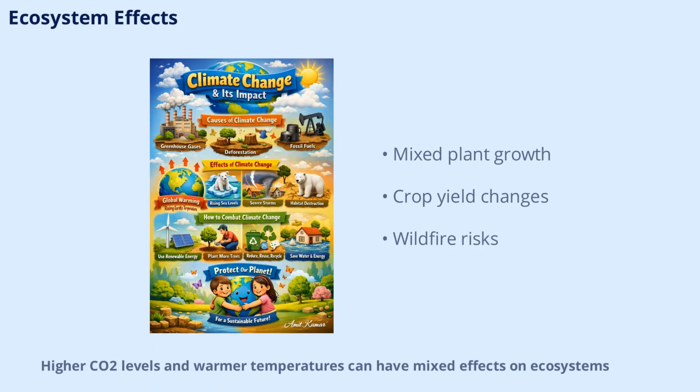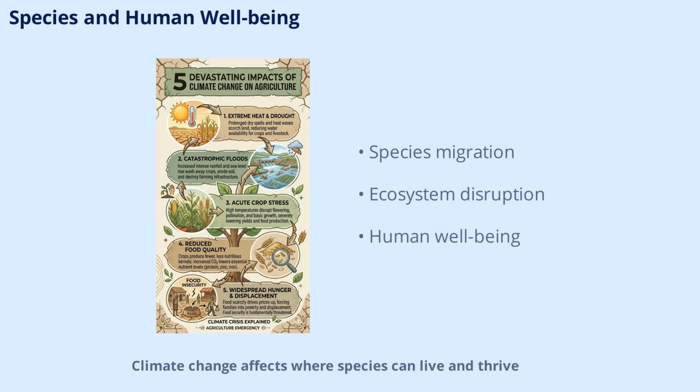Higher CO2 levels and warmer temperatures can have mixed effects on ecosystems. Some plants may grow faster, but only if water and nutrients are available. In some regions, certain plant species may dominate, crowding out others. In tropical areas, crop yields may decrease, while higher latitudes could see longer growing seasons. However, wildfires may become more common in dry, forested areas, and the overall impact on agriculture and ecosystems is expected to become increasingly negative.